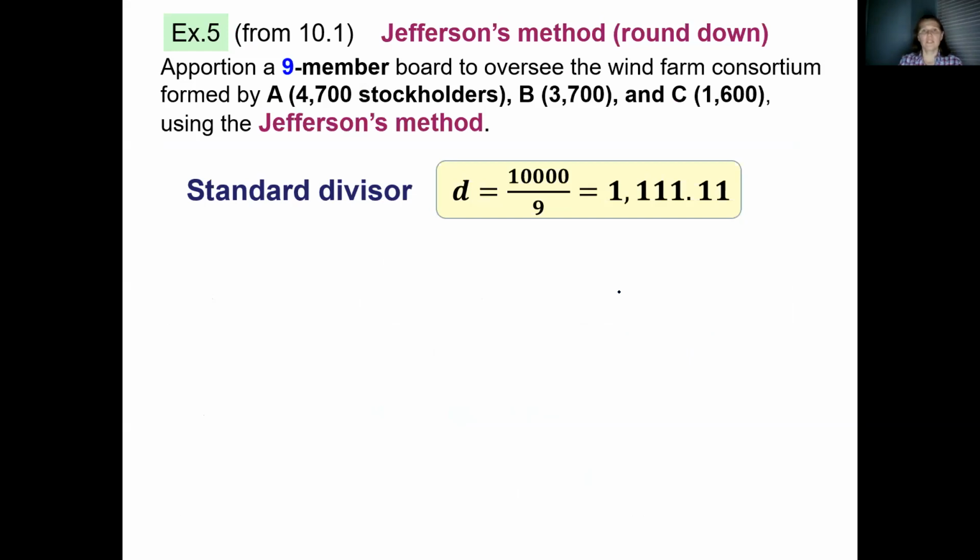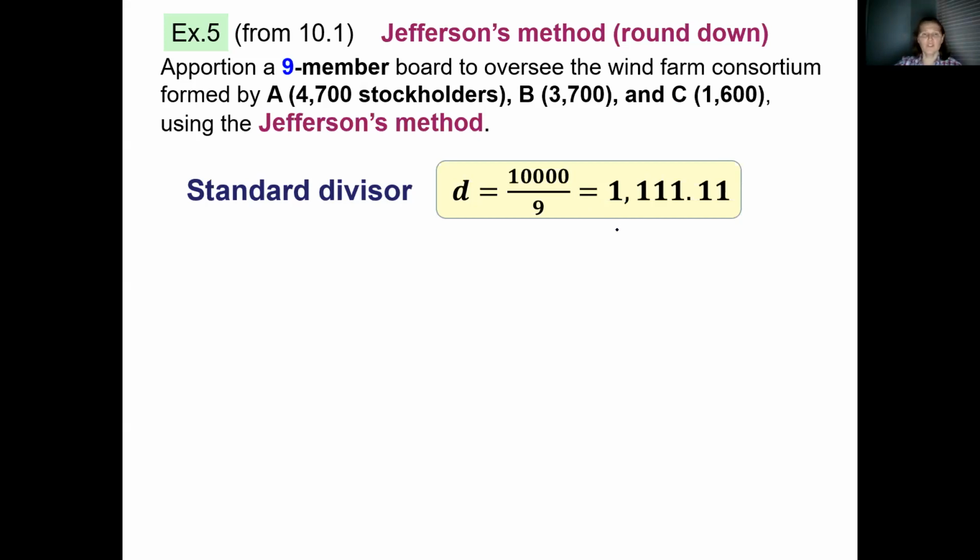So let us consider Jefferson's method on the example from the first section with the consortium board. We have three companies, A, B, and C, with a total of 10,000 stockholders, and we want to assign a 9-member board. So the standard divisor is 10,000 divided by 9, which is 1,111.